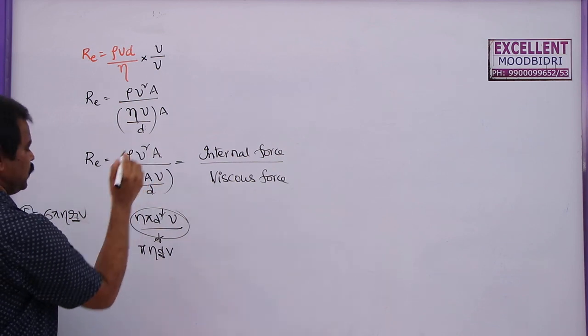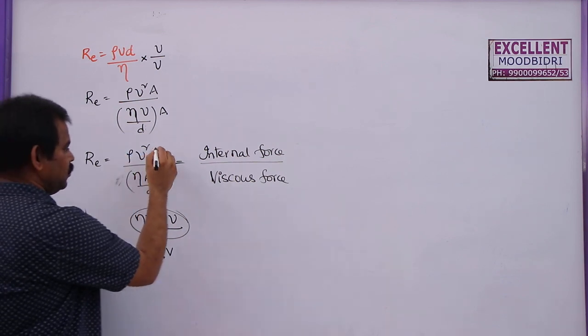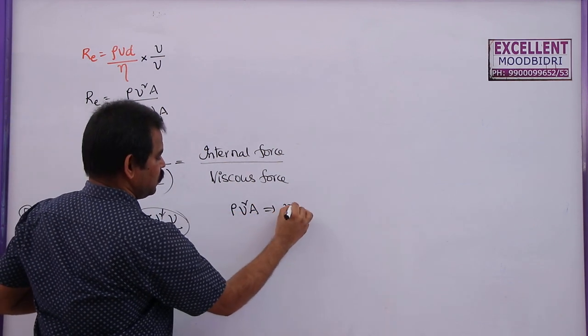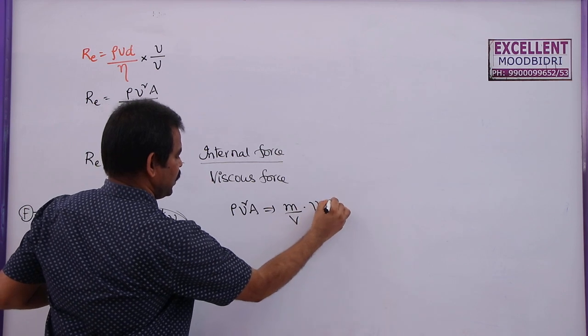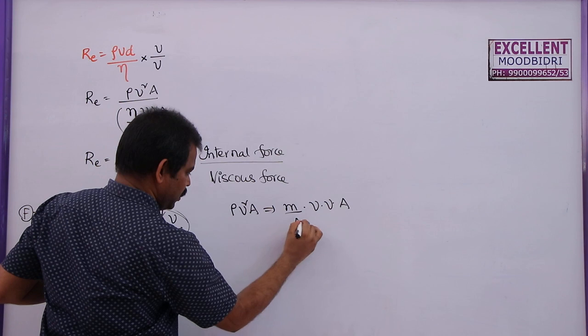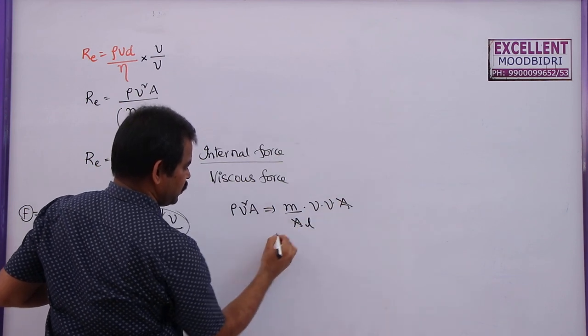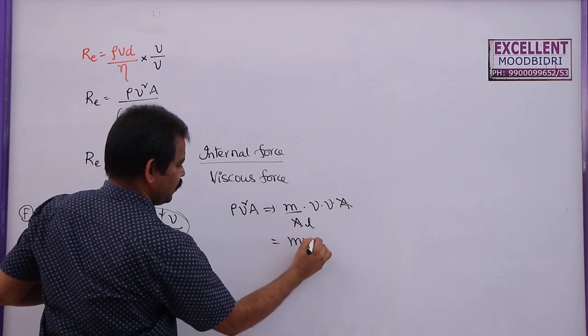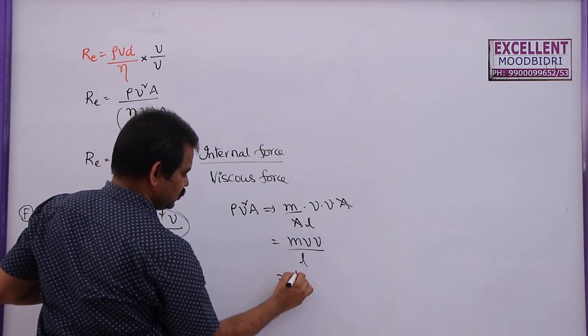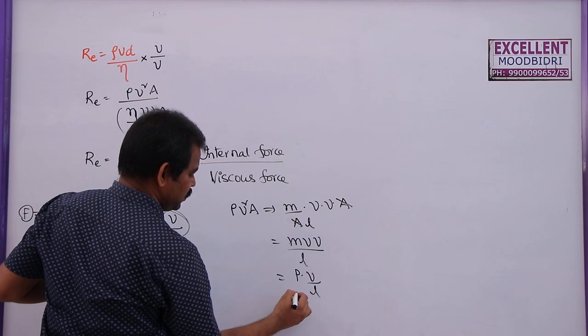But what about this one? Here, if you see rho V square A, density is equal to mass by volume. This is velocity into area. But volume is nothing but area into length. This area gets cancelled, and this will become mV V by L. So this is mass into velocity, which is momentum. This is V by L.